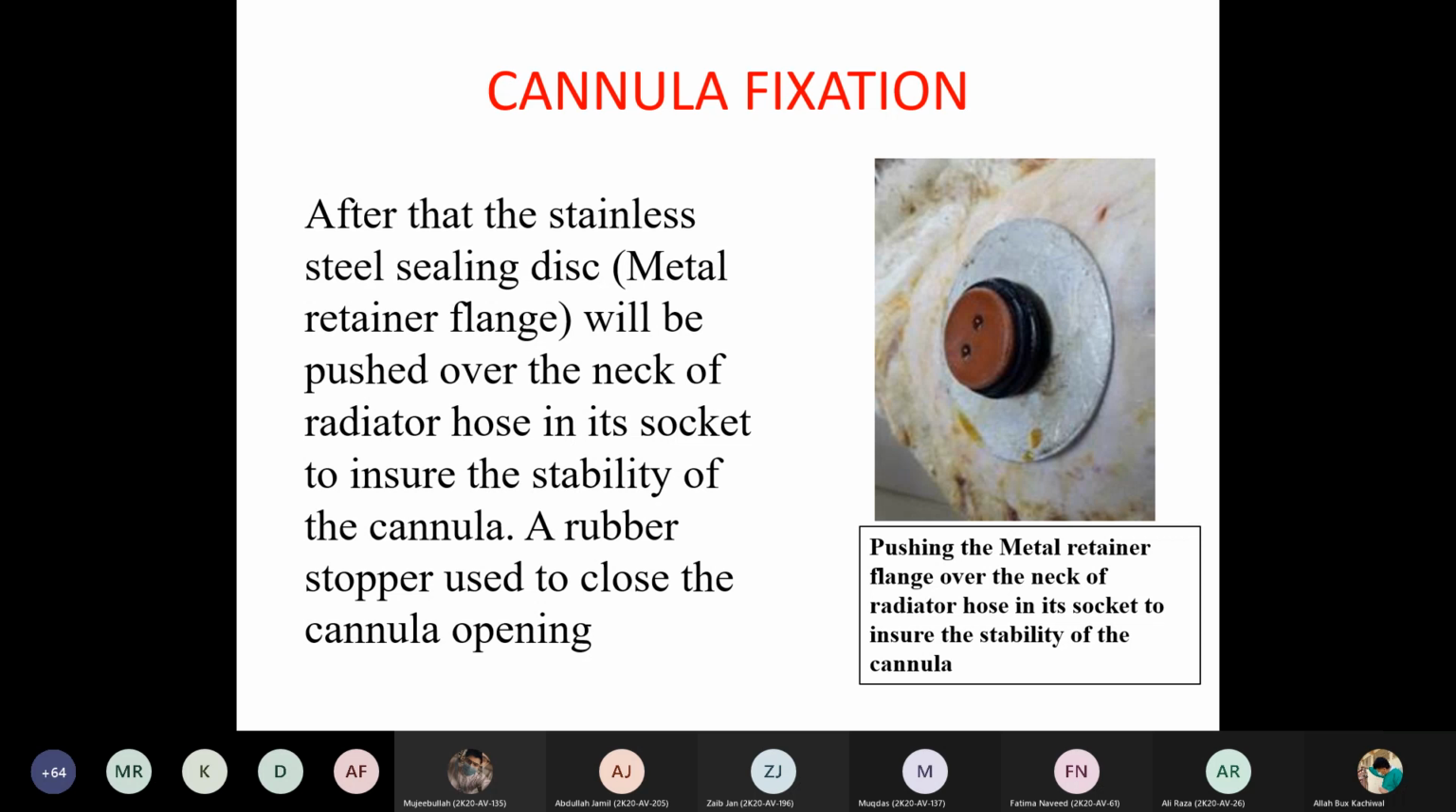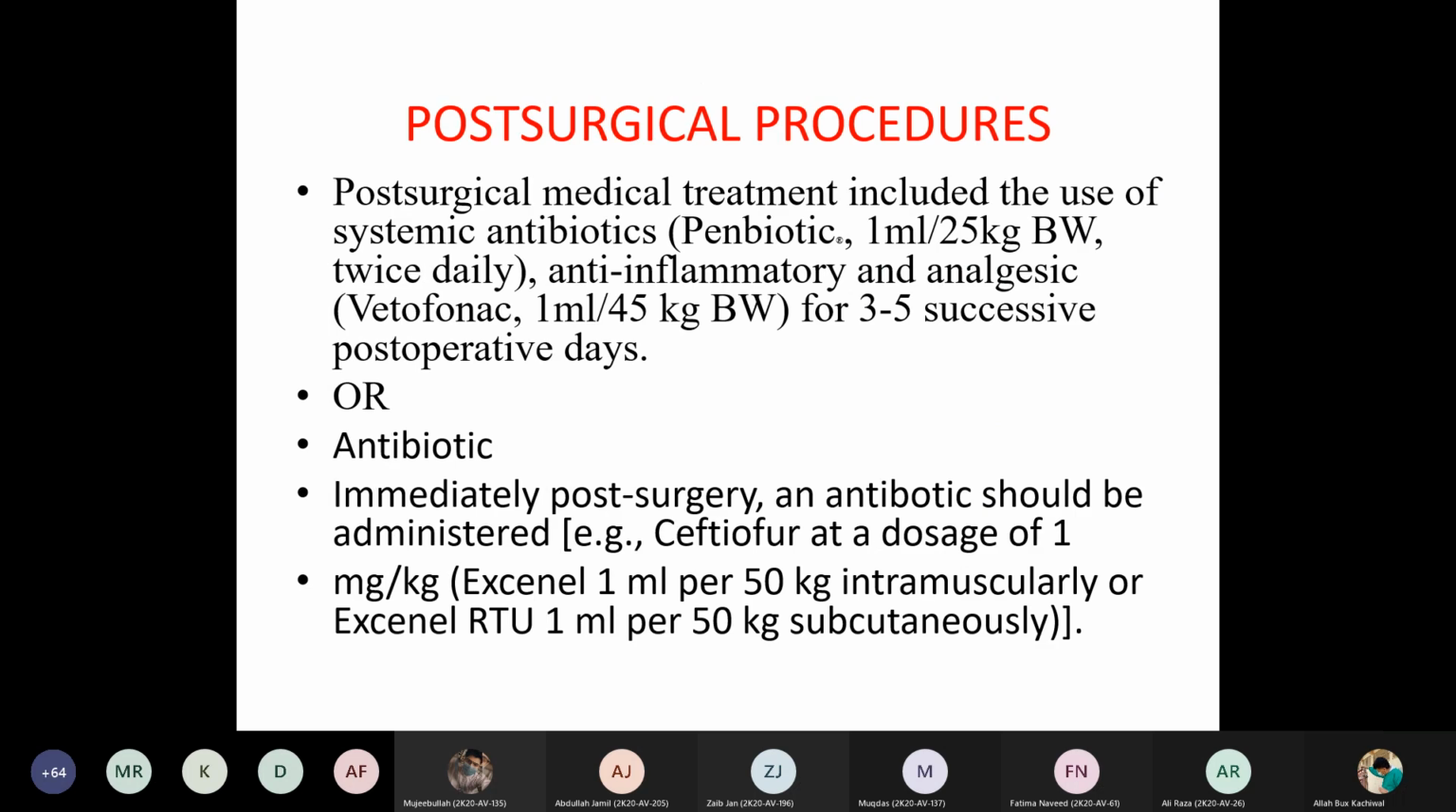The hose in its socket, to insert a rubber stopper used to close the cannula. So pushing the metal retainer flange over the neck of the radiator hose and its socket ensures the stability of the cannula. This is the stainless steel circuit being applied, so it will not allow the cannula to be pushed back or go inside.